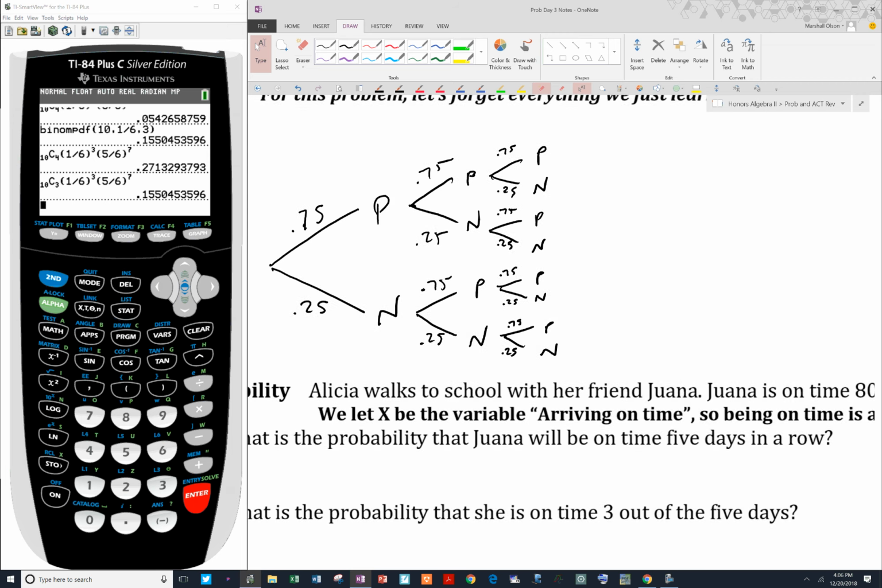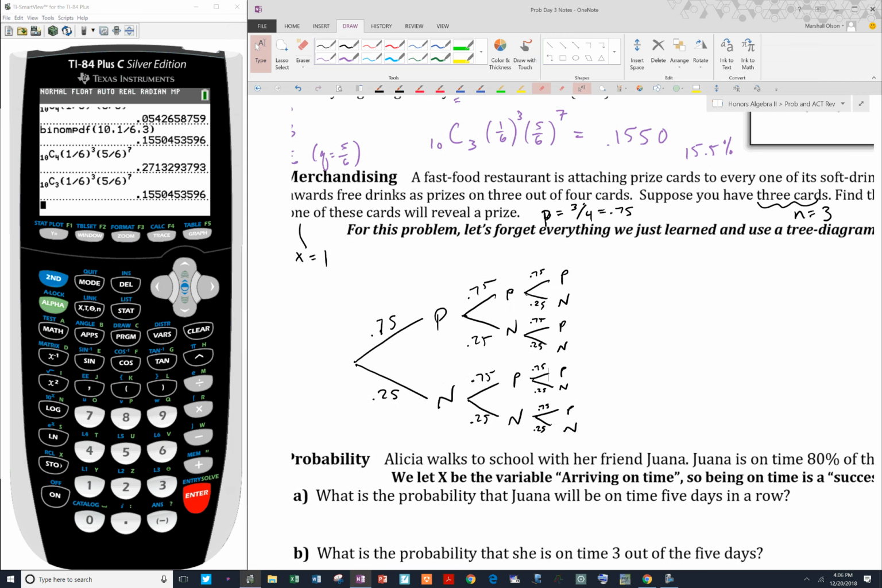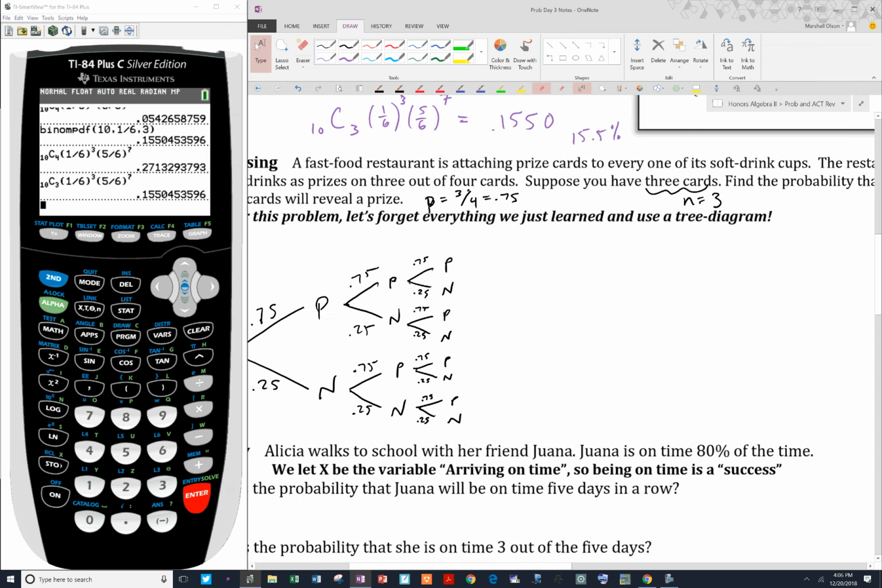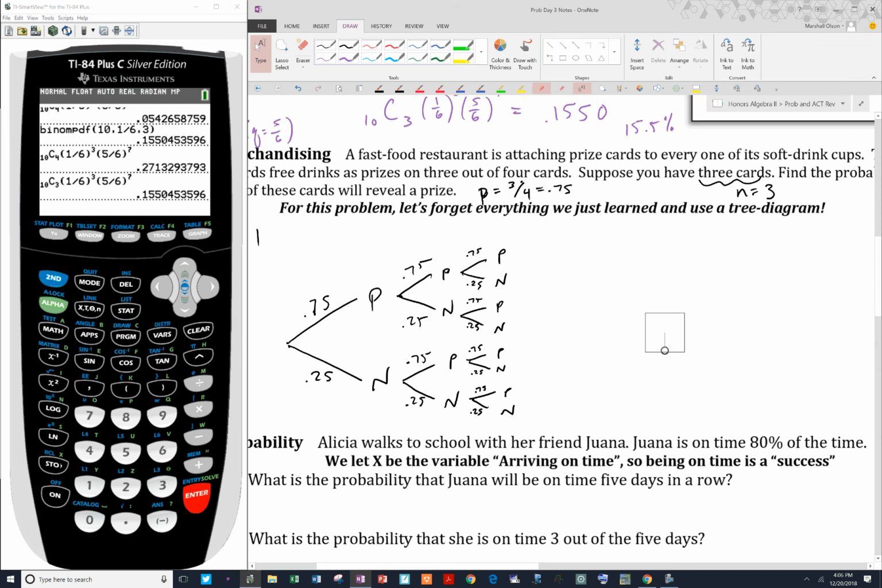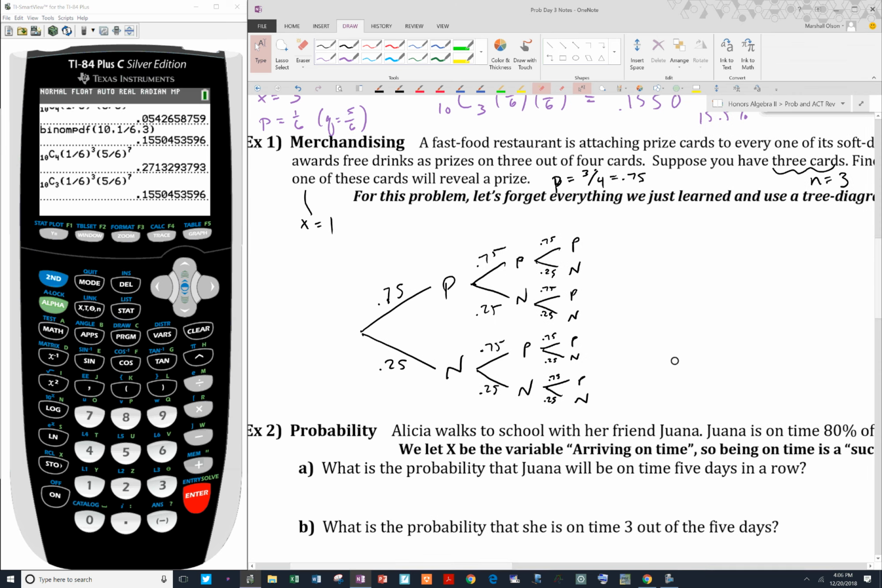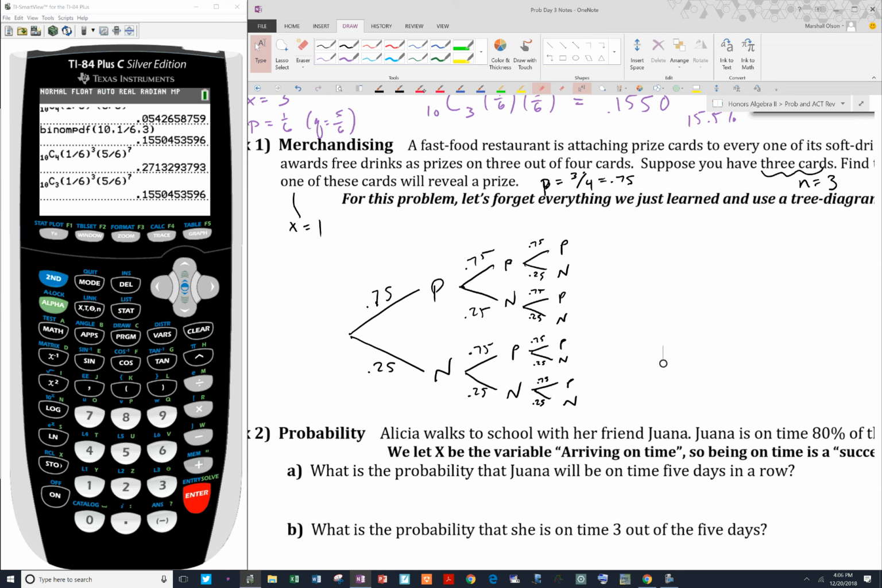How many winning cards are we looking to get? I'm sorry. Find the probability that exactly one of these cards will reveal a prize. You know what? I think that's kind of boring. I'll change that up. I'm going to make that 2. I'm going to say I want to win 2 soft drinks. Me and my friend both want to win a free soft drink. So what's the probability of, out of those 3 cards, that 2 of them are winners? Make this a little bit more interesting.